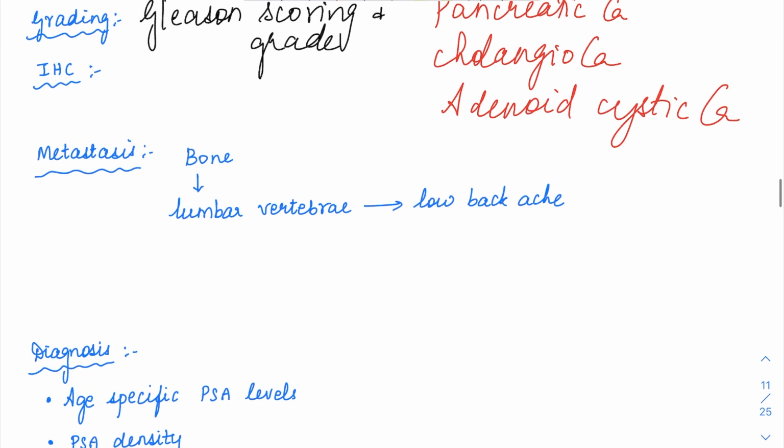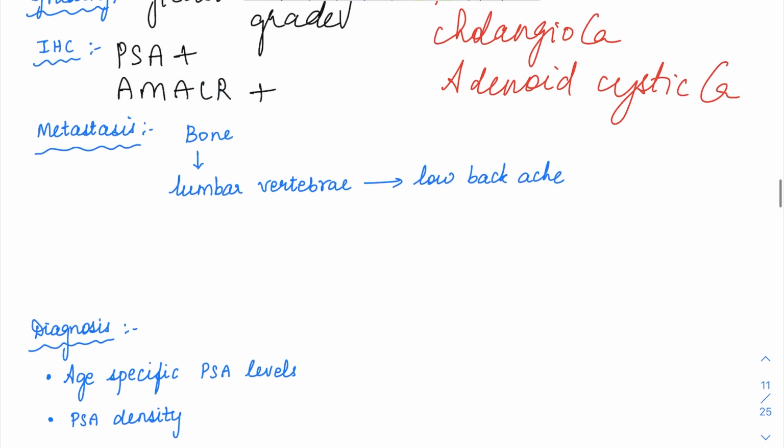Immunohistochemically, the prostatic cancers are going to be positive for PSA, which is prostate specific antigen, and other than that, AMACR positive. It is a racemase enzyme. So AMACR positivity will also be present in prostate. You can also measure acid phosphatase enzyme as a biomarker in the serum. AMACR, if you remember, was also positive in papillary renal cell carcinoma. Remember? So papillary RCC and prostatic cancer have AMACR positivity.